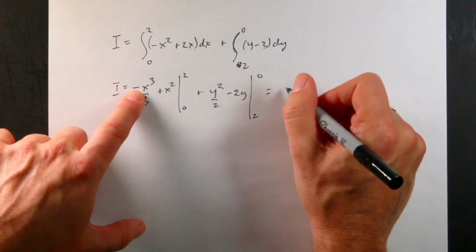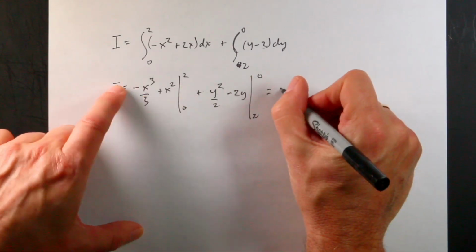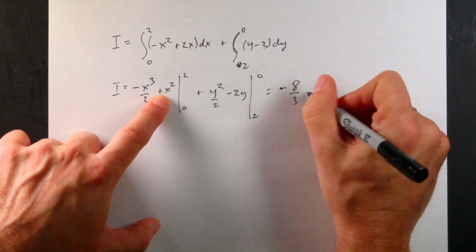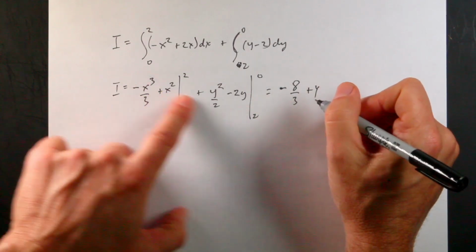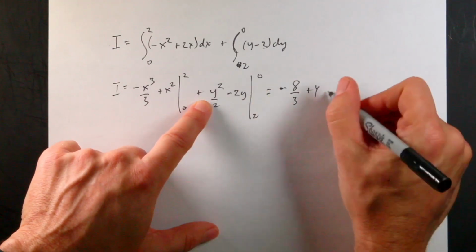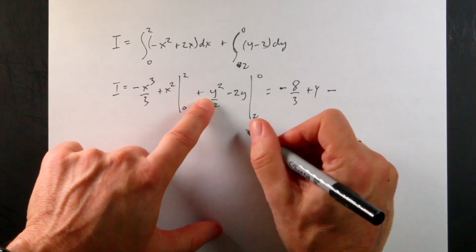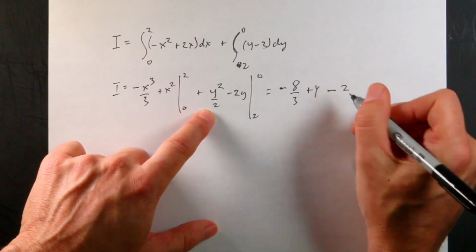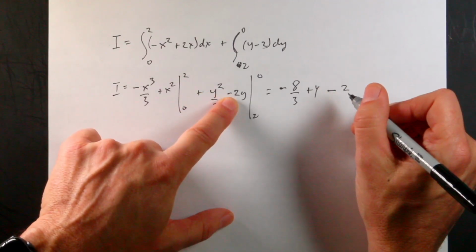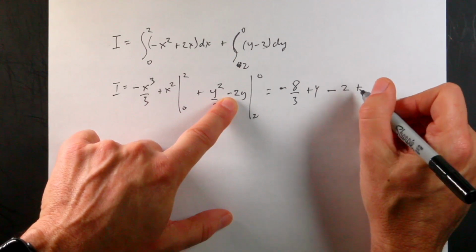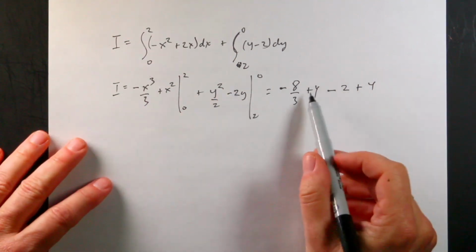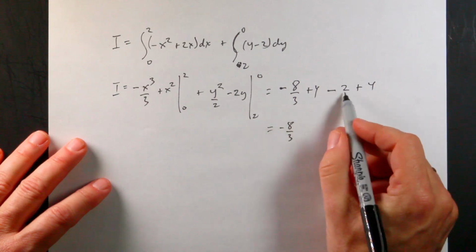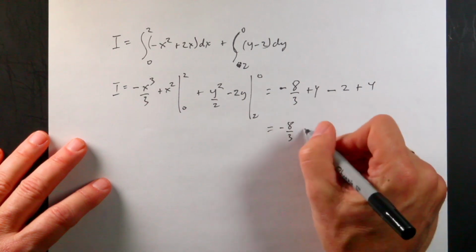Okay, so this is going to be, I'm plugging in the 2. I get negative 8 over 3 plus 4 minus 0. And then I get 0 minus 2 squared over 2, which is 2 squared is 4 over 2 is 2. And then I get plus 2 times 2 is 4. So this is going to be equal to negative 8 over 3, and then I have plus 6.